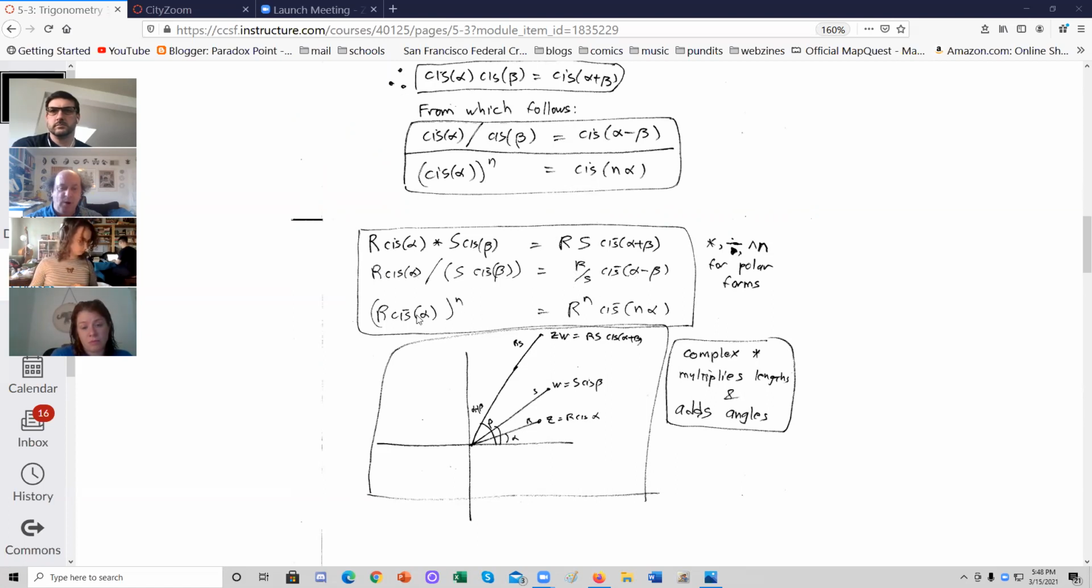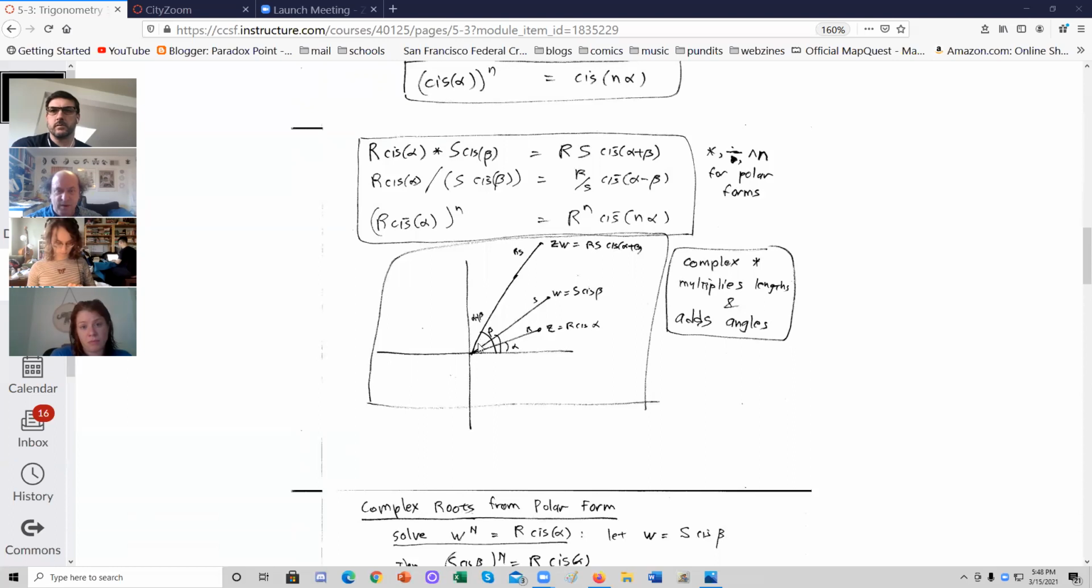If you take a power of a complex number, r cis alpha, r gets multiplied by itself n times, so r to the nth. Cis of, you multiply alpha by n, cis n alpha. r to the n cis n alpha. So a power of a complex number is a power of the length times a multiple of the angle.